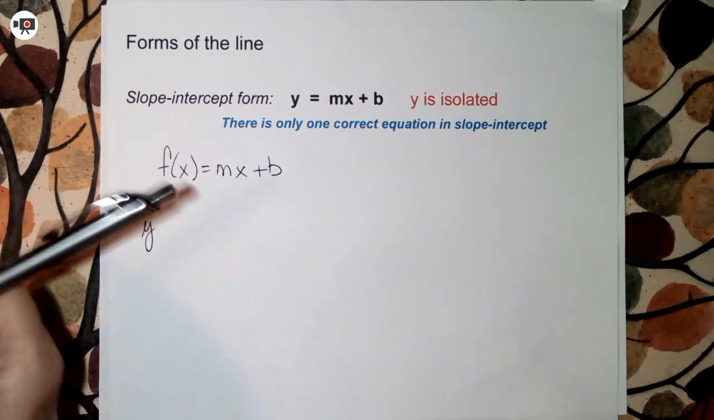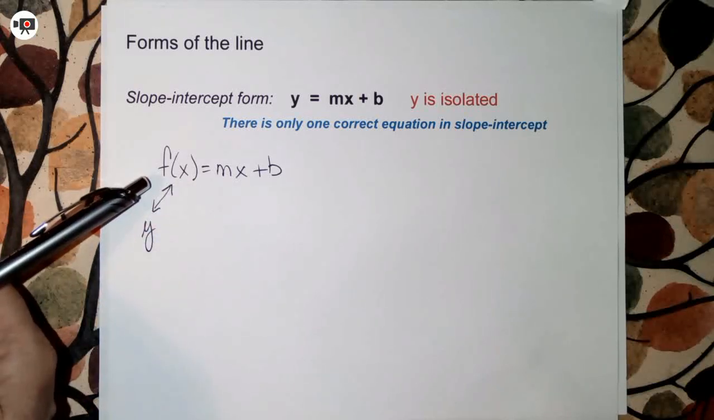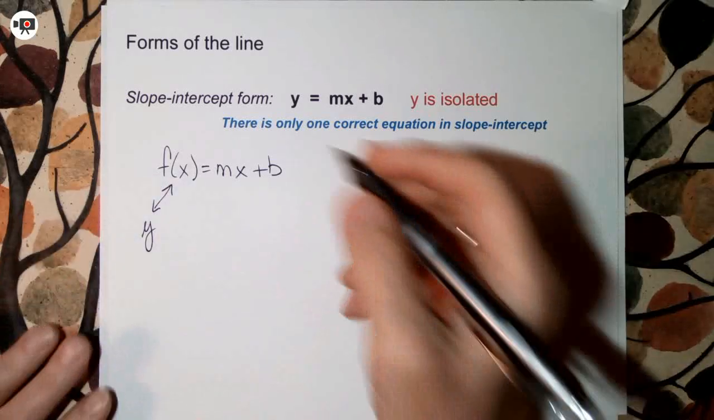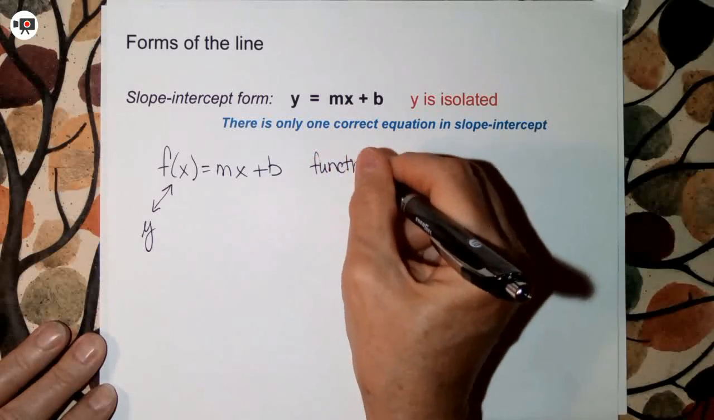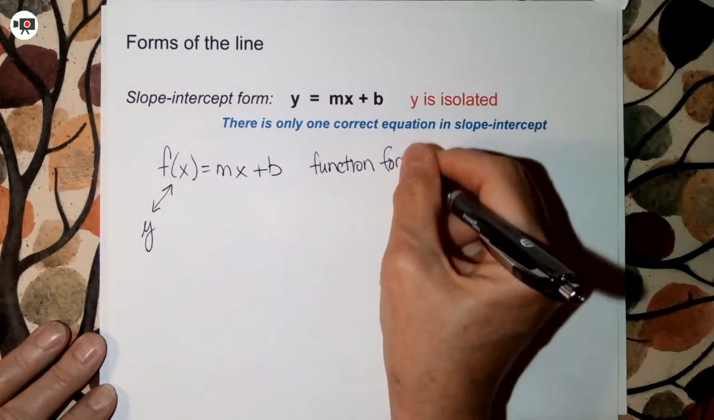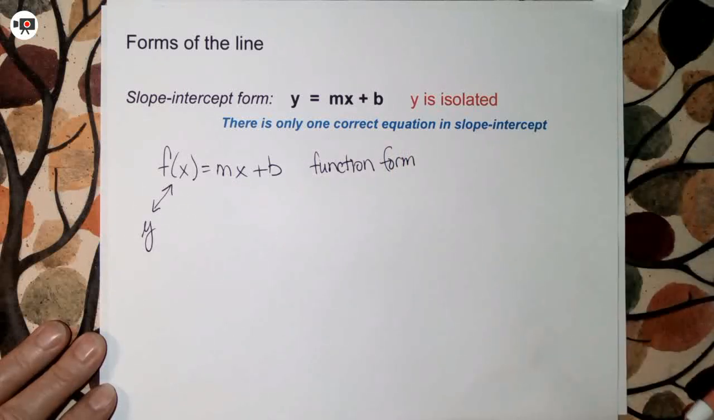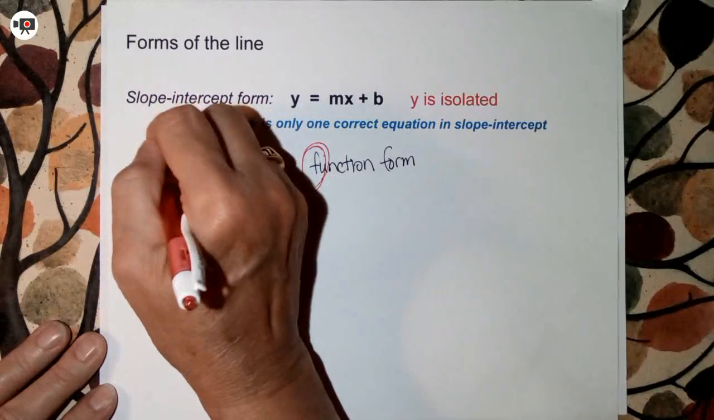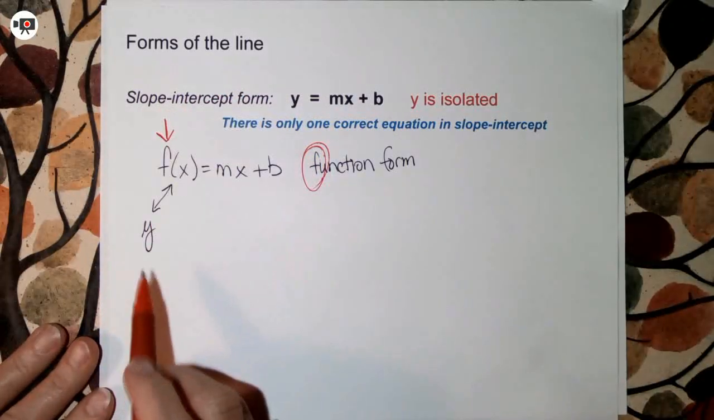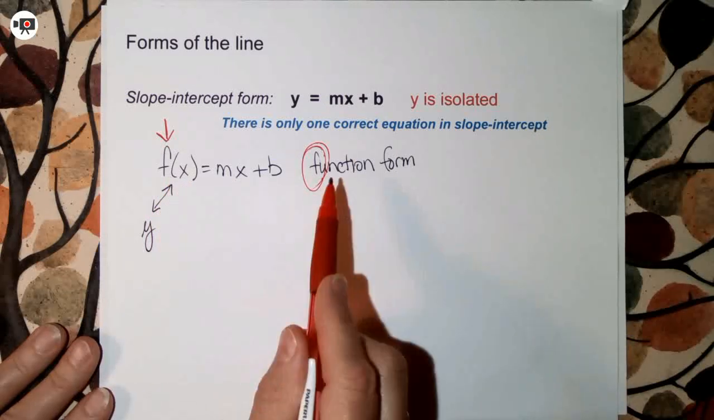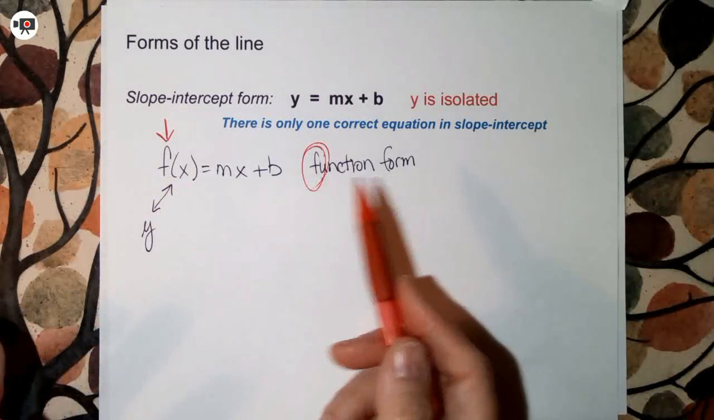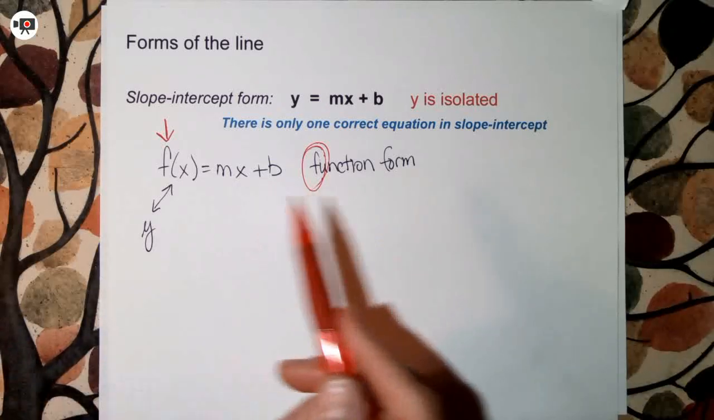And in this case, f is chosen because it's the first letter of function. This is the function form of the line, and yes, f is the first letter of function, so f gets put there. We read this: the value of the function at x is mx plus b.